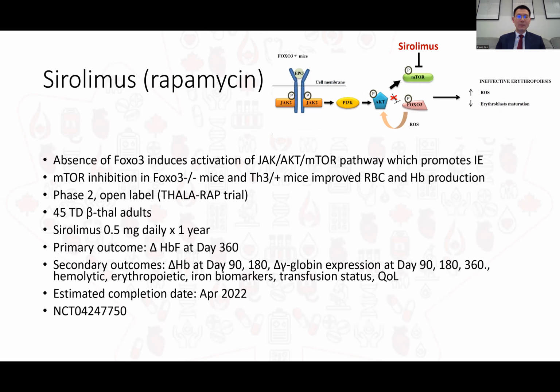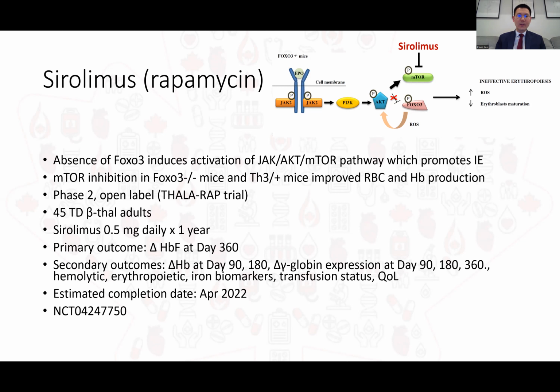Next, we move on to rapamycin or sirolimus. In this pathway, the absence of FOXO3 induces activation of the JAK, AKT, and mTOR pathway, which promotes ineffective erythropoiesis. mTOR inhibition by drugs such as rapamycin in the FOXO3 null mice, as well as in the Th3 positive thalassemic mice, improves red blood cell and hemoglobin production.